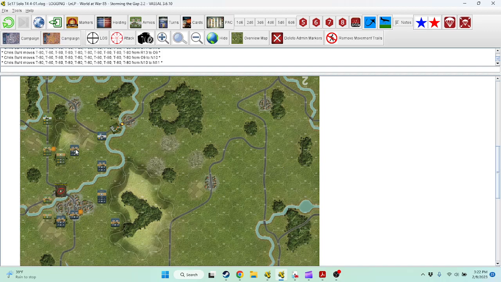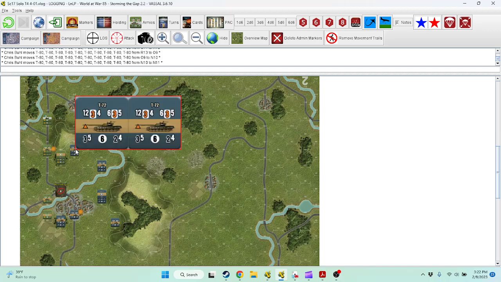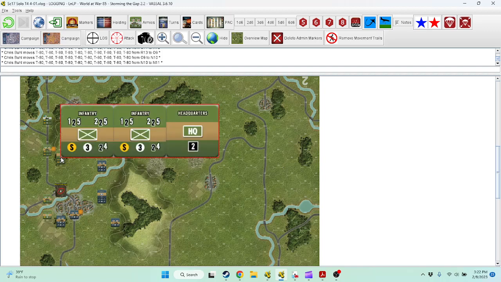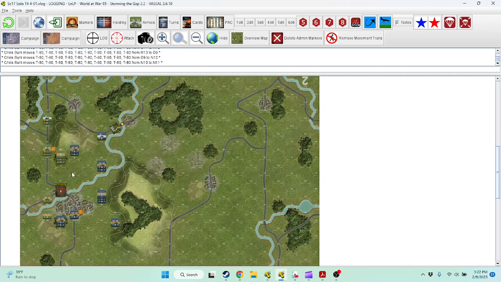disrupted, but for the most part, if the East German tanks activate first, that will be very fortunate for them, and if the American reinforcements here, this infantry company, activates first, it will be very unfortunate for the East Germans.